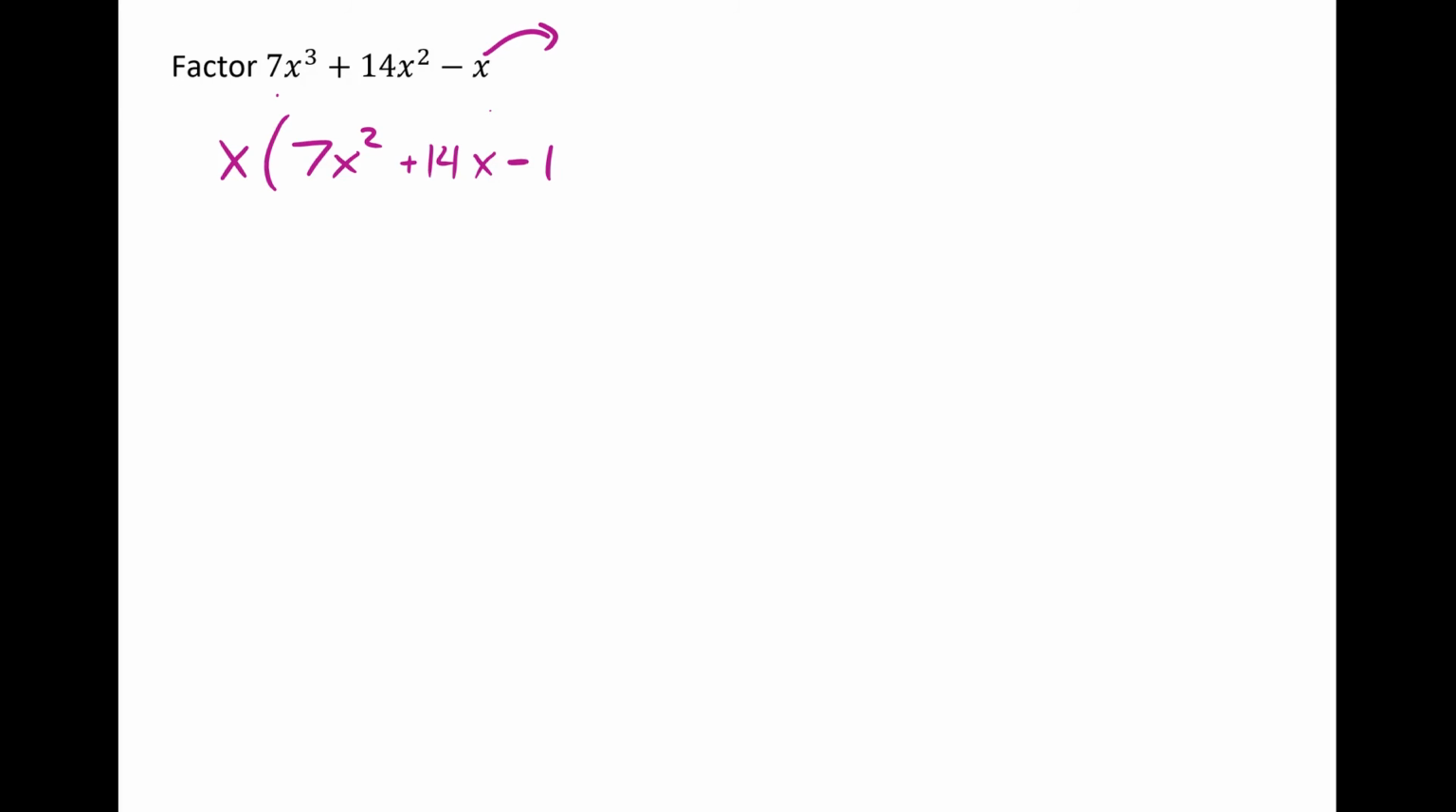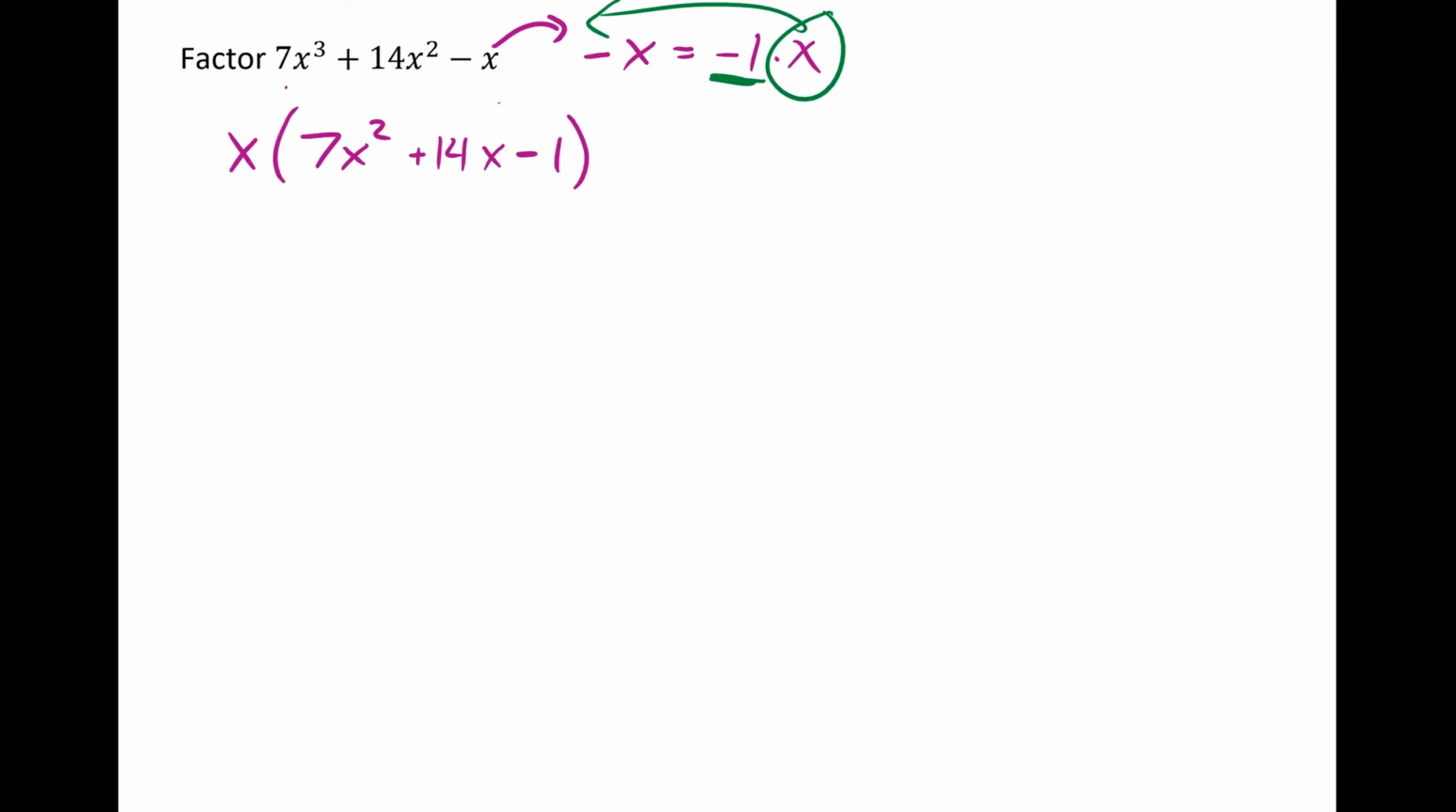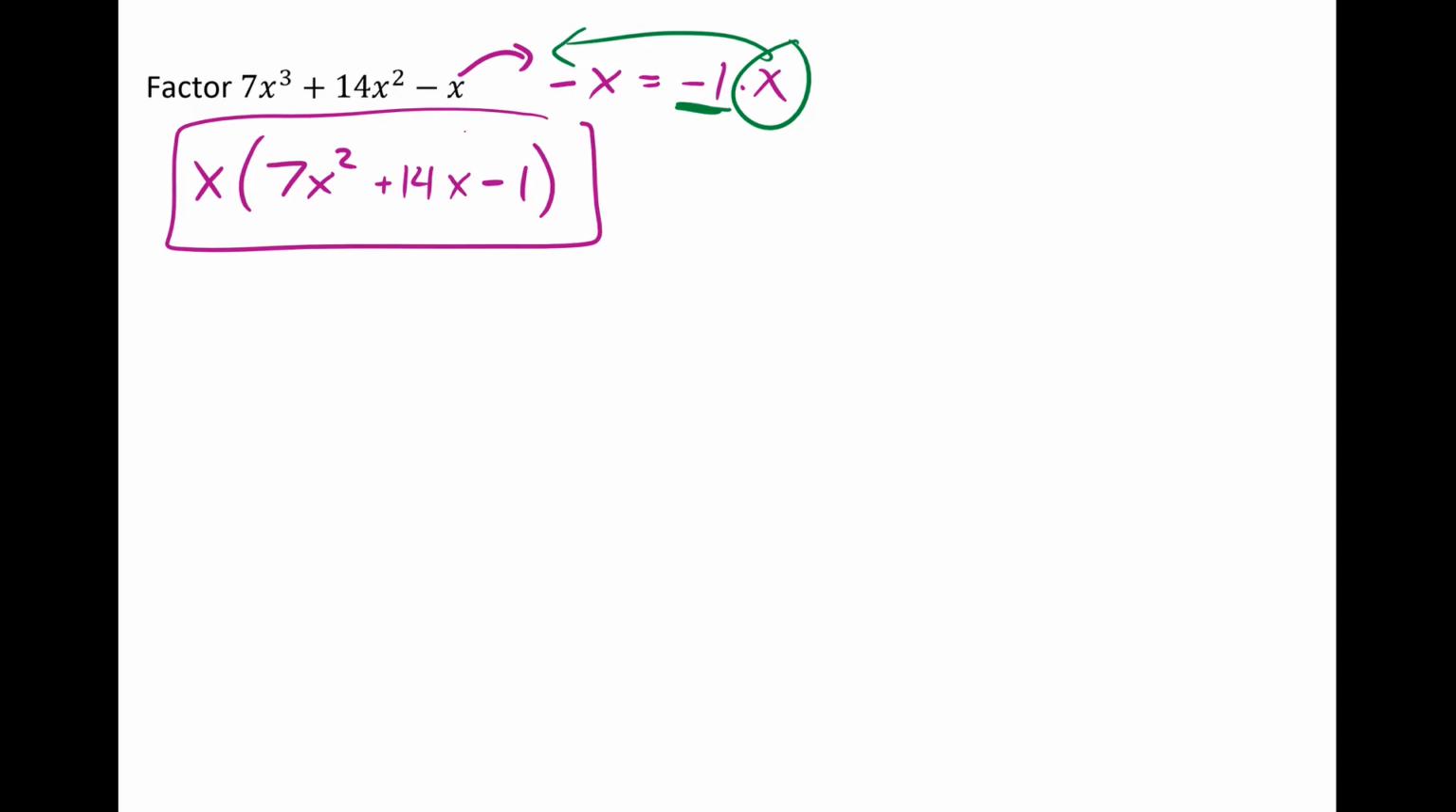Let's break that one down. So negative x, well, that's equal to negative 1 times x, right? There's the implied 1 there. If I factor out that x, if I pull that away, what's left over? Just a negative 1. So that's why I have negative 1 at the end. And here is my factored polynomial.